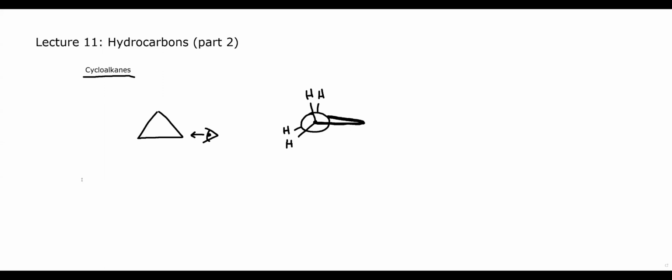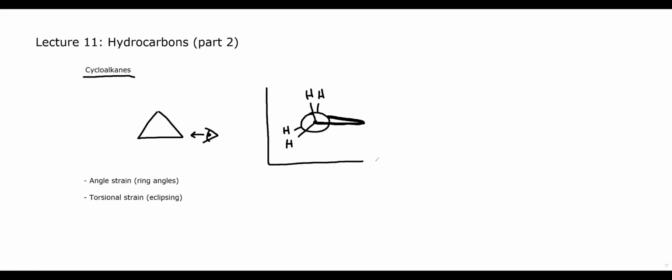There's two considerations we have to consider. One is the angle strain. That's the ring angles. And the other is the torsional strain. That's the eclipsing groups, okay? So these are two very important concepts when it comes to ring systems or cycloalkanes.